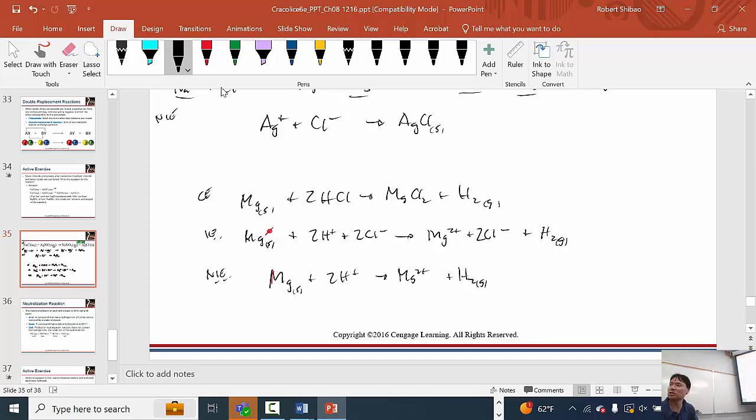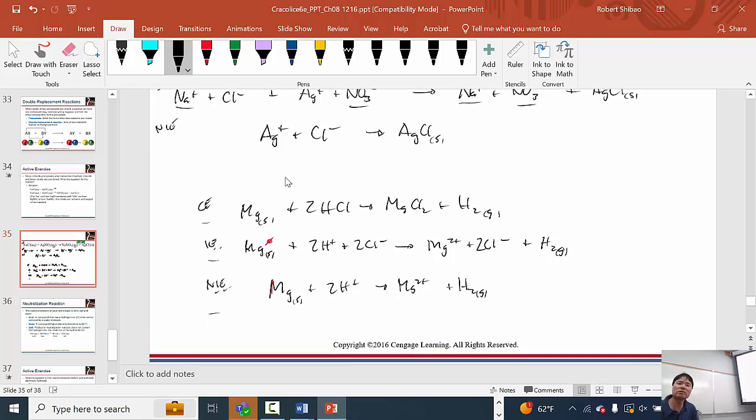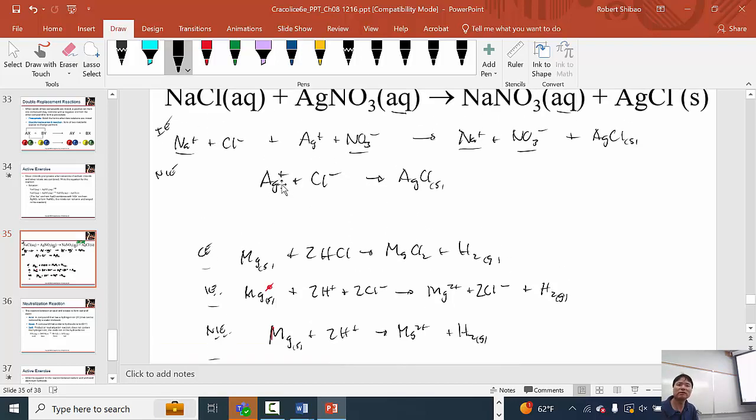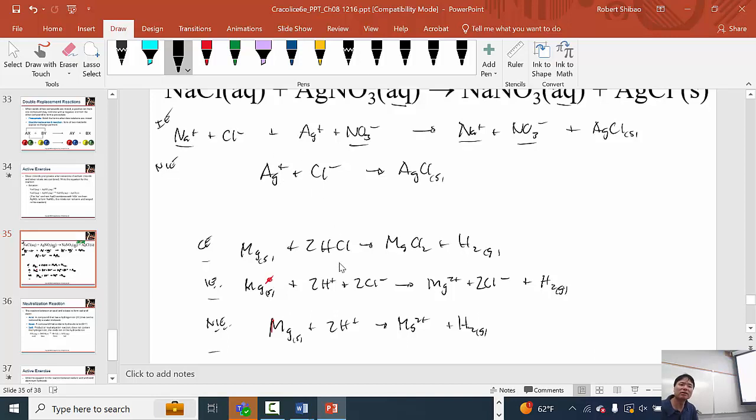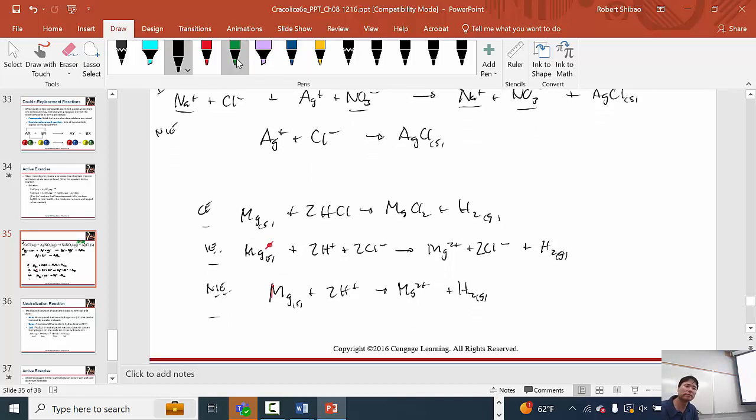Hydrogen gas is a CCG. And so we do the same for single replacement. We do the CE, the IE, and the NIE. And this was an example of redox. Yeah. This is an example of redox, so the driving force is totally different. So up here, the driving force was precipitation. Down here, the driving force is not precipitation, not gas formation. Gas formation is not a driving force for redox.